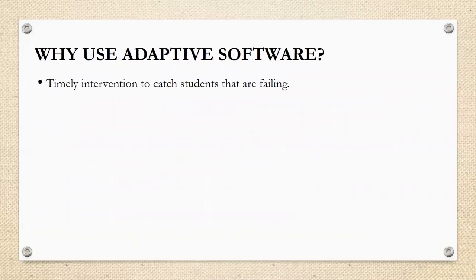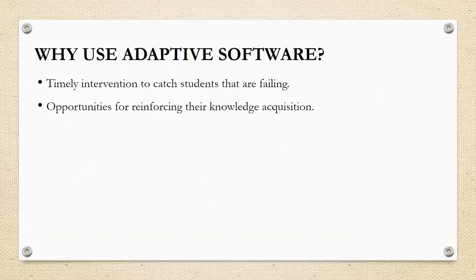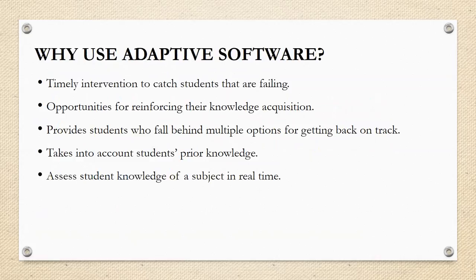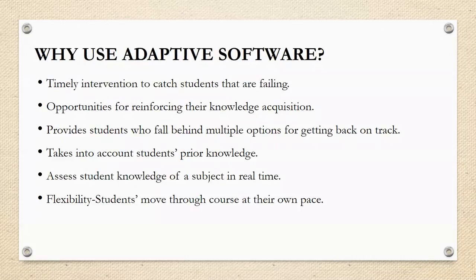And so why use adaptive software? Well, one of the things is timely intervention to catch students that are failing. Opportunities for reinforcing their knowledge acquisition. Provide students who fall behind multiple options for getting back on track. It takes into account students' prior knowledge. It assesses student knowledge of the subject in real time so they get immediate feedback. And the flexibility as students move through the course at their own pace. We still have milestones that they have to hit, but how they get to that, they can go faster or slower.